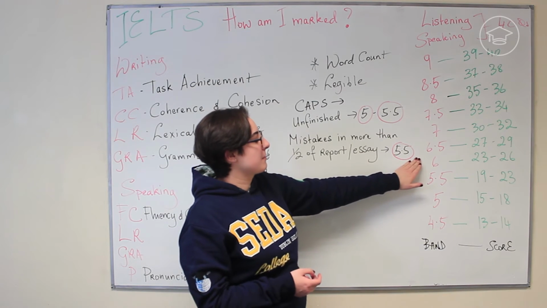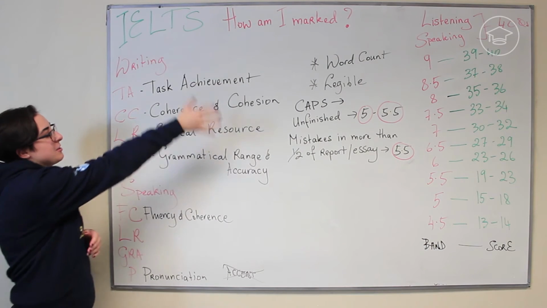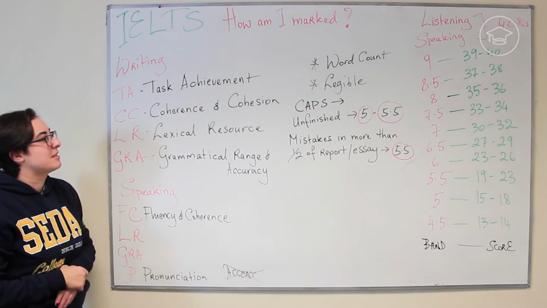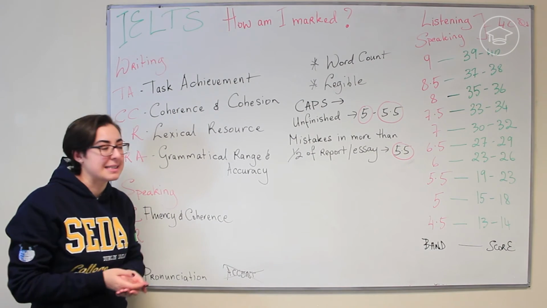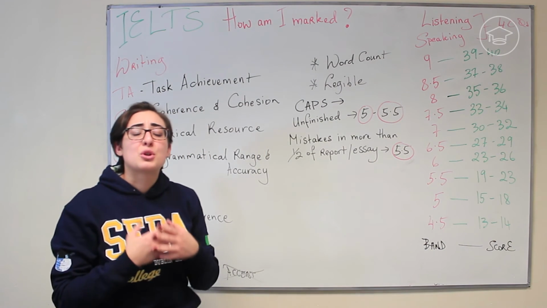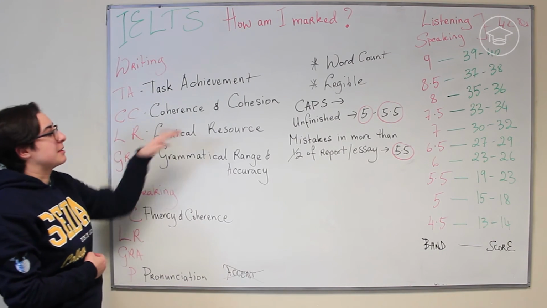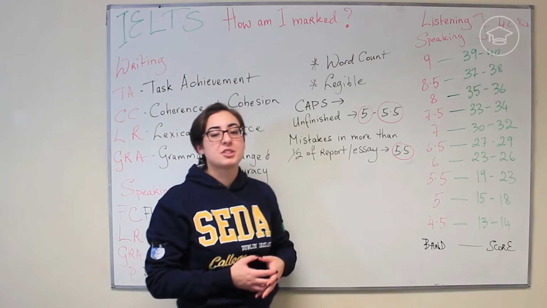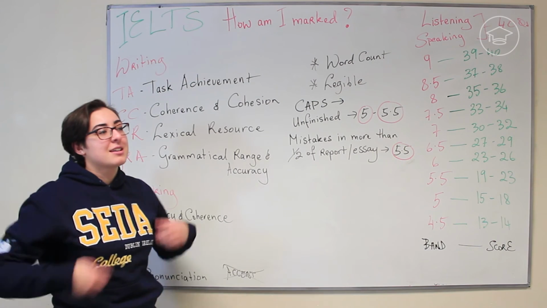You can also read about this marking scheme. It's separated into the bands. It tells you what task achievement looks like for a band 9 and what it looks like, for example, for a band 6.5. So read the marking scheme based on whatever band you're looking to achieve, and this will give you something to strive for and clarify your goals for you.